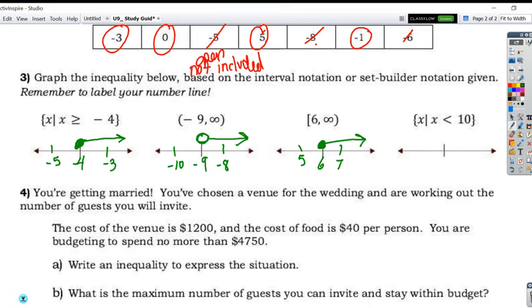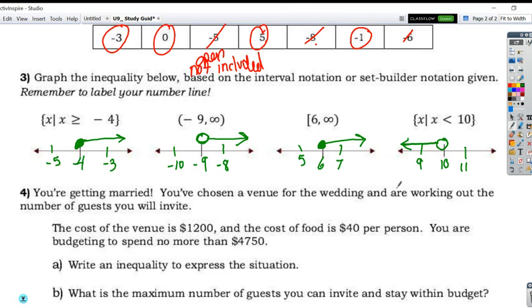And lastly, with the set builder notation, I'm focused on 10, label some points around it, like 9 and 11. I see a less than symbol, that's going to be an open point. And then I'm looking for the values that are less than this. So less than it is going towards 9, towards 0, towards the negatives.